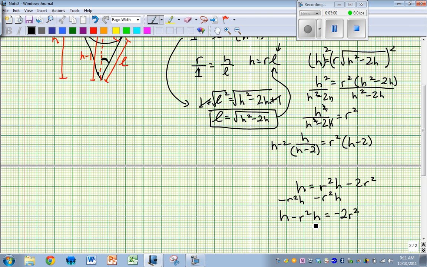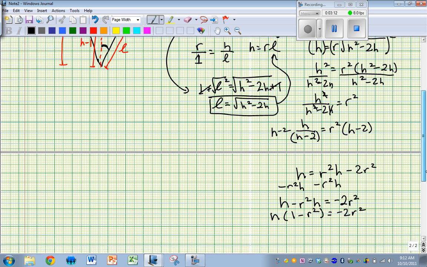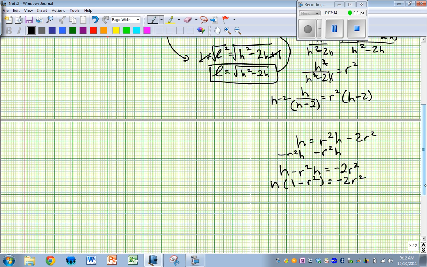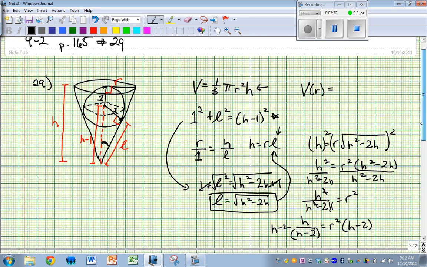So then what I'll do is factor out an h. I have h times 1 minus r squared equals negative 2r squared. So I just got 1 h, which is good news. Divided by 1 minus r squared, divided by 1 minus r squared. So I have finally h equals negative 2r squared over 1 minus r squared. Finally, so now I got to put this guy back up into my original equation.